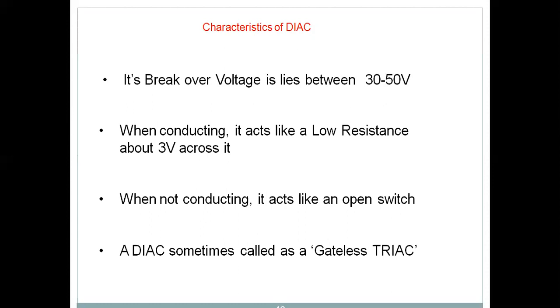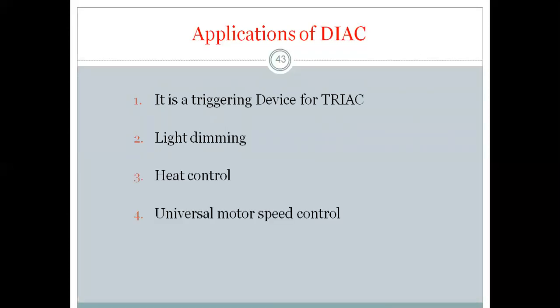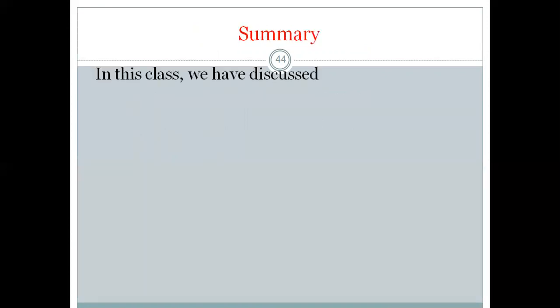A DIAC is sometimes called a gateless TRIAC. Coming to the applications, it is used as a triggering device for TRIAC, light dimming, heat control, and universal motor speed control, which are example applications of DIAC.